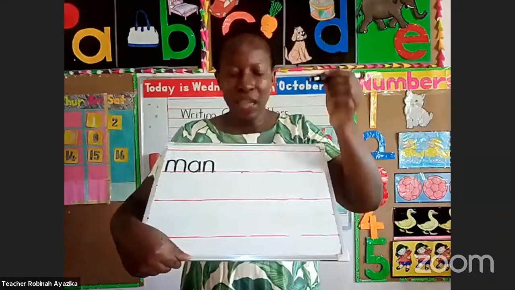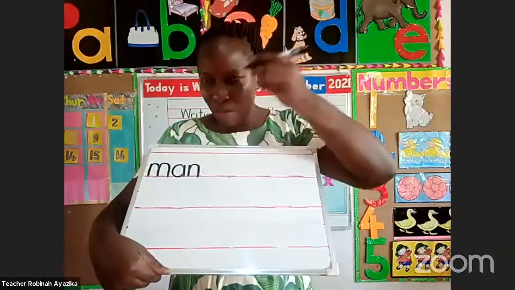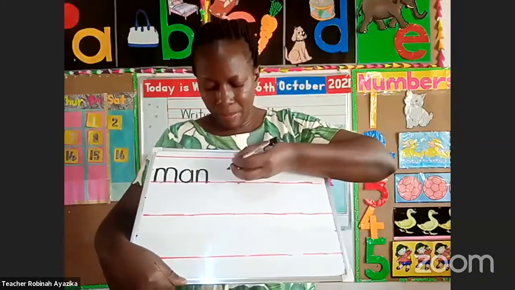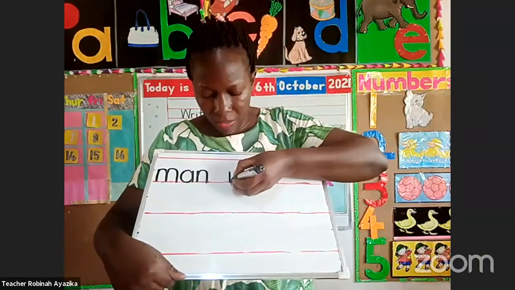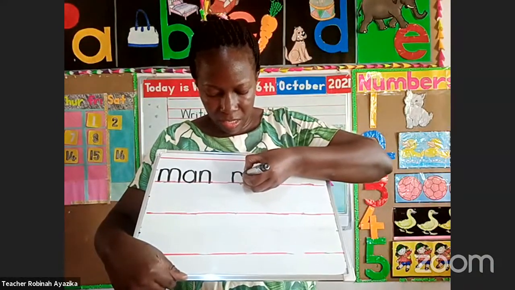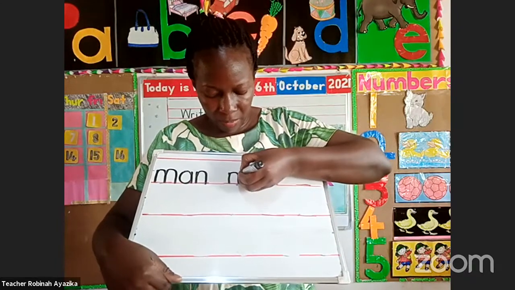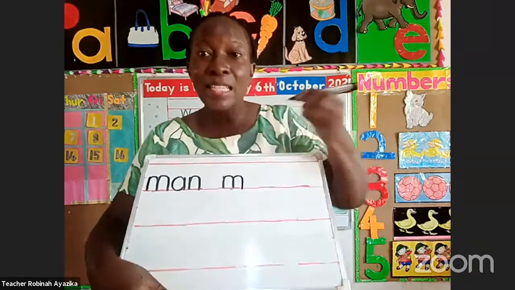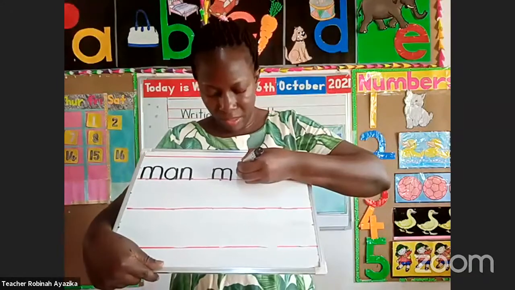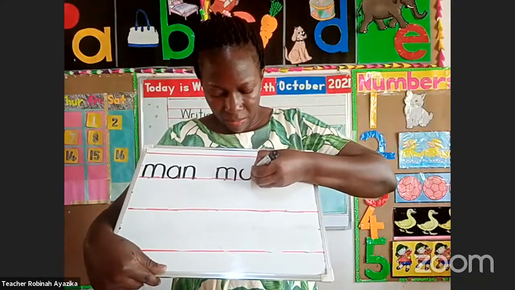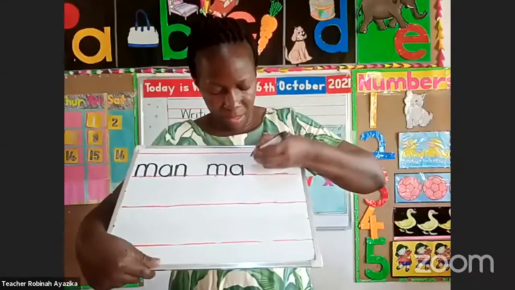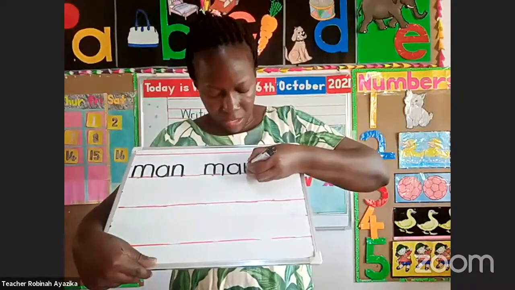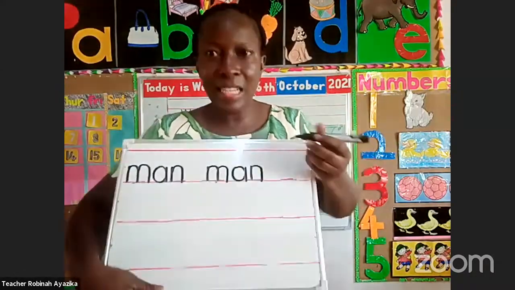So I want you to write a whole page of the word man. And as you write, don't forget the sounds of these letters because they help us to read. Small letter a, grass letter. And small letter n, grass letter.